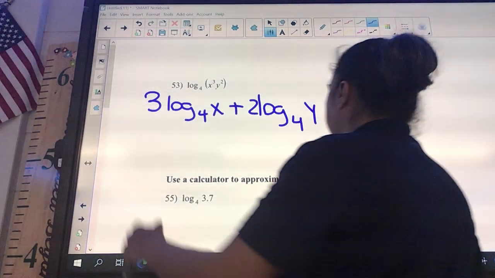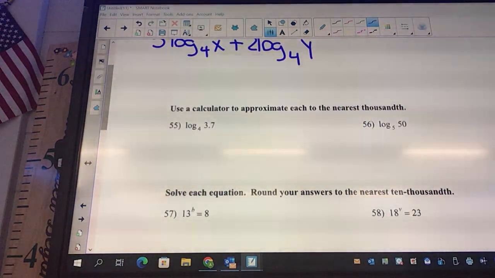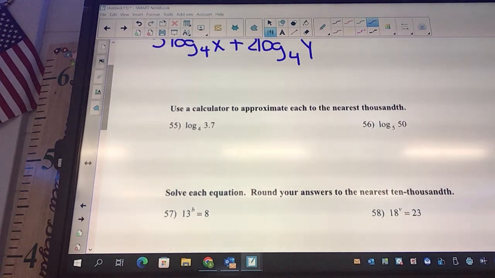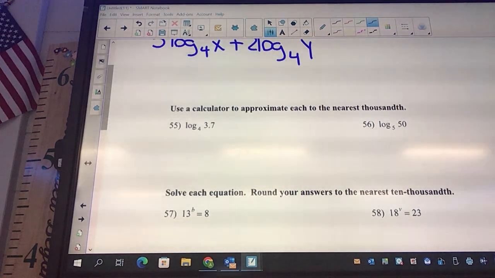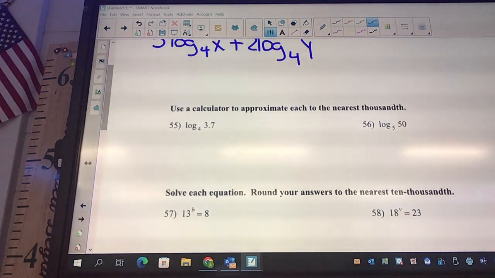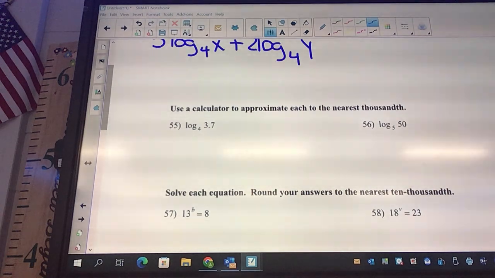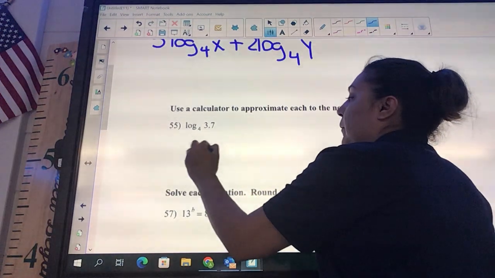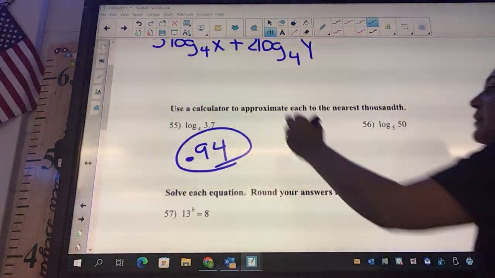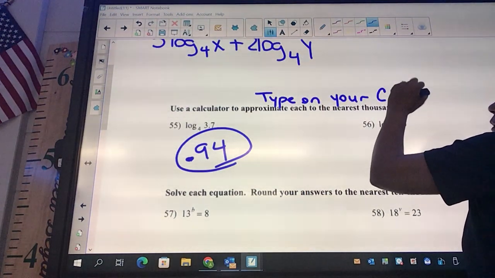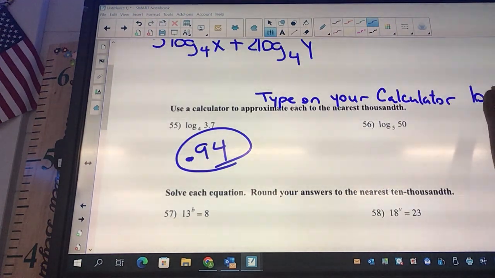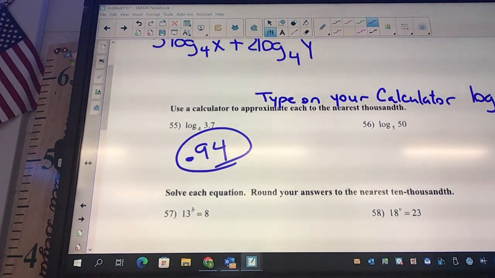Okay, use a calculator to approximate each log to the nearest tenth. Okay, so type that in your calculator. Make sure you find the log button. So log. Is it the one with the two boxes? Yeah, see how this one has two empty boxes? Is that 3.7? Yeah. Well, I got 0.94. Yeah, 0.94. Okay, so maybe somewhere out here, right? Type it on your calculator. You can even say log of blank box to the blank box, so you remember.